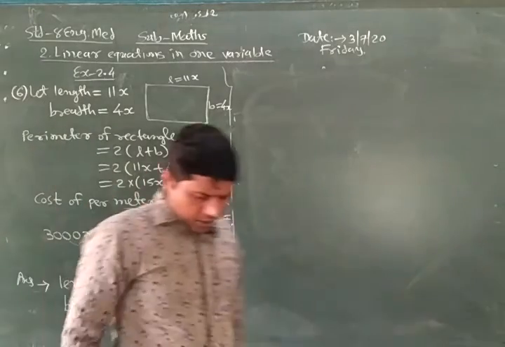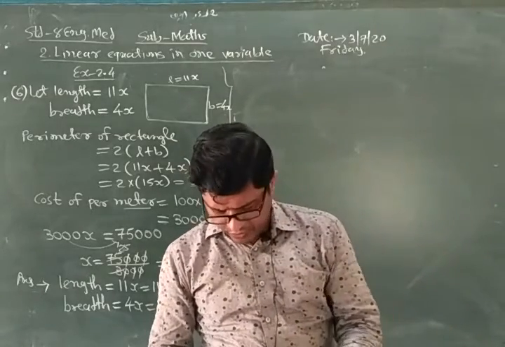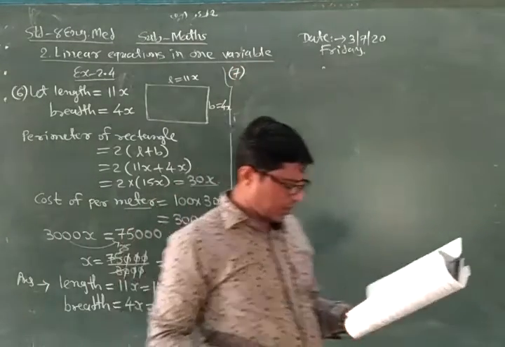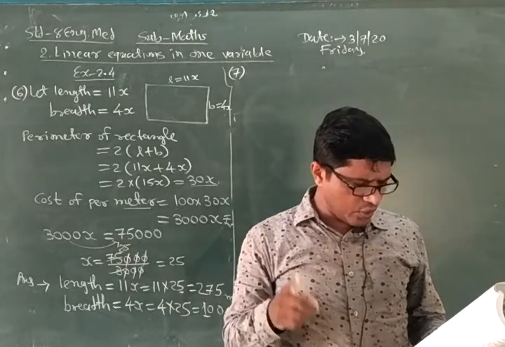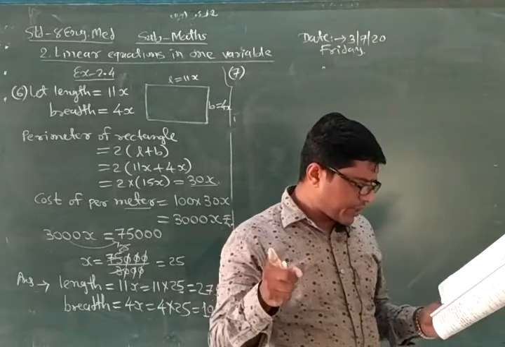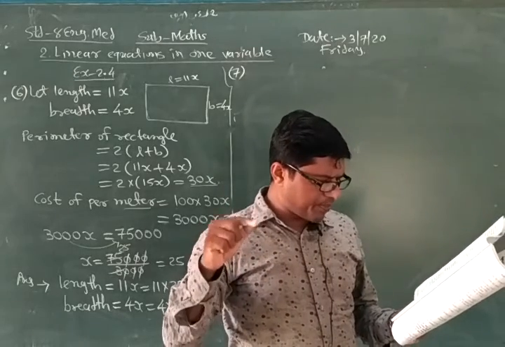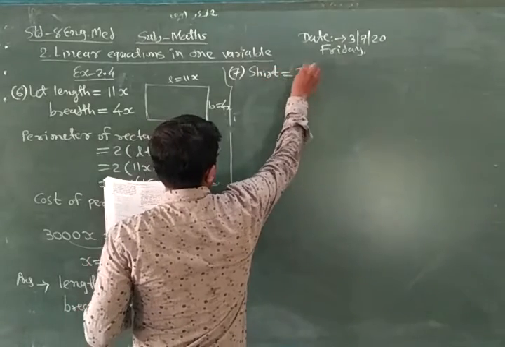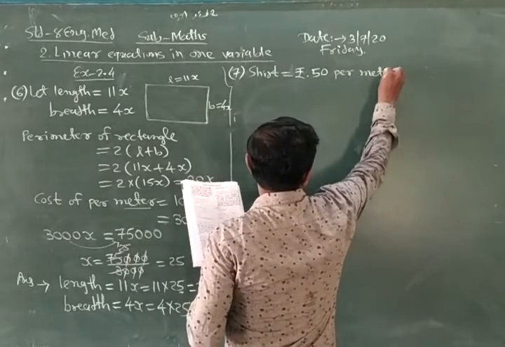Okay, now question number 7. We start here. First I read the question. Question number 7. Hassan buys two kinds of cloth material for the school uniform. Hassan goes to buy two types of material. First, shirt material that costs ₹50 per meter. Look, for the shirt he has paid ₹50 per meter. Okay, this is given.